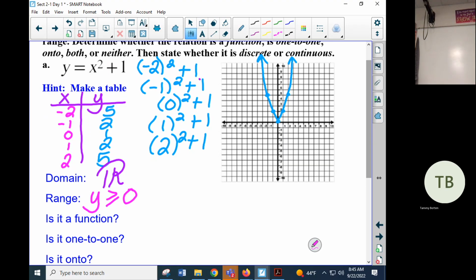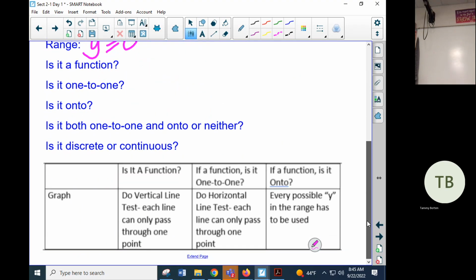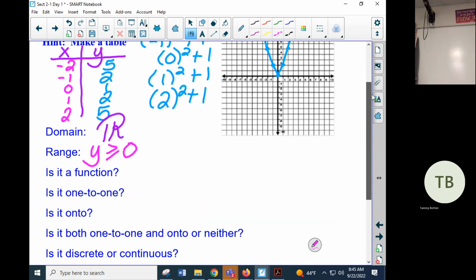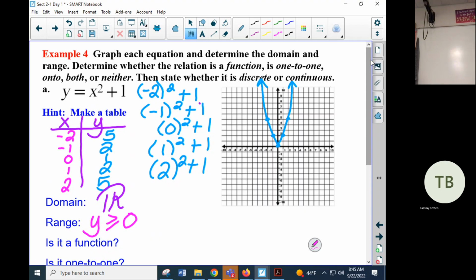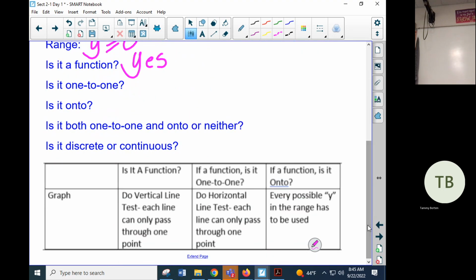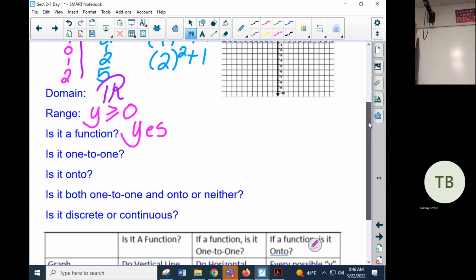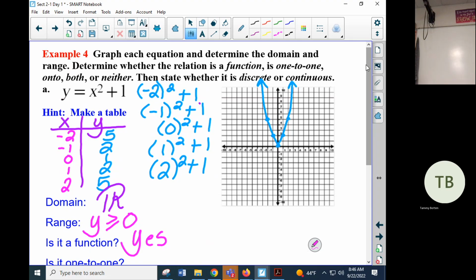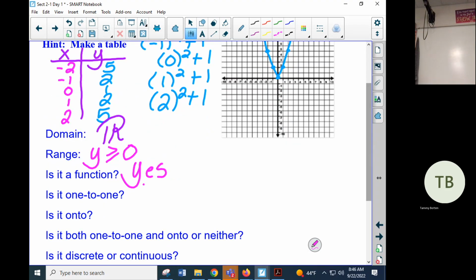Okay. Then they ask us, is it a function? And remember on a graph, to see if it's a function, you do a vertical line test. So if you thought of a vertical line test, it would work at all of those. So this would be a function. For it to be 1-to-1, you would do a horizontal line test. And again, you'd only want your horizontal lines to touch the graph one time. But notice here, it would touch the graph twice. So that is not 1-to-1.